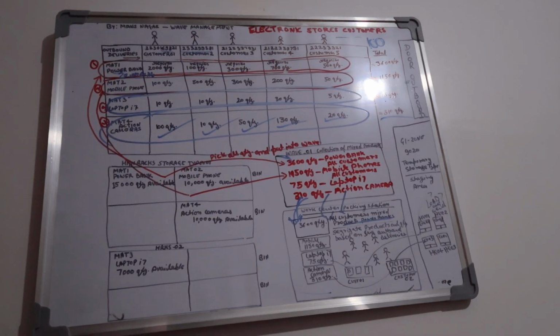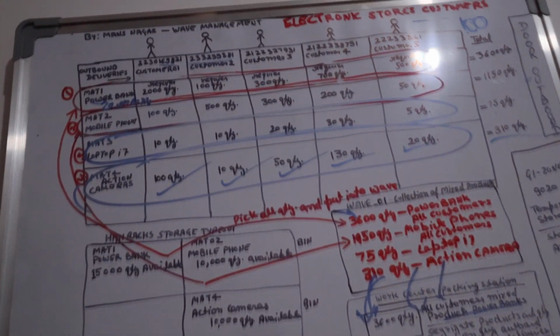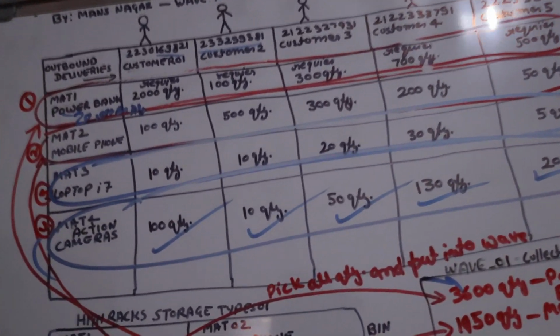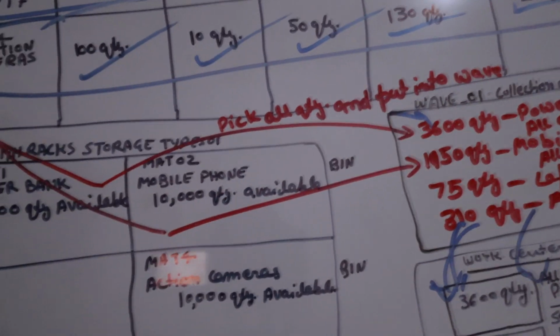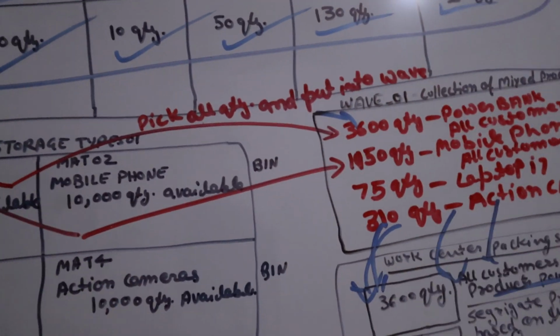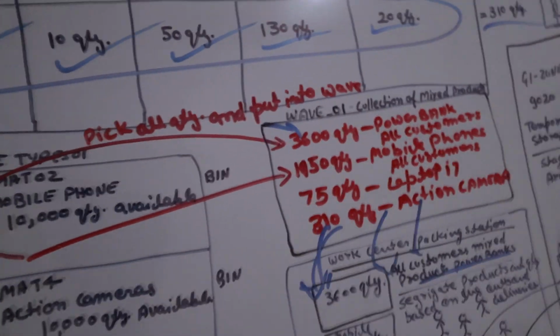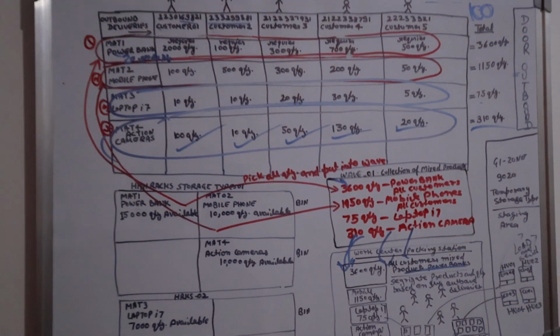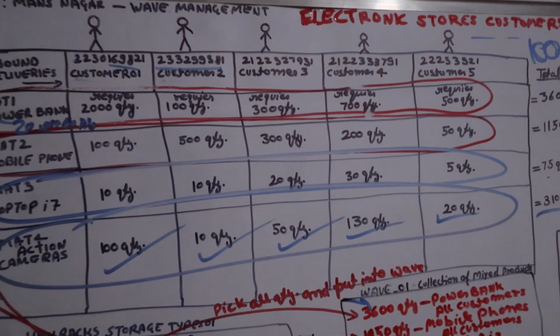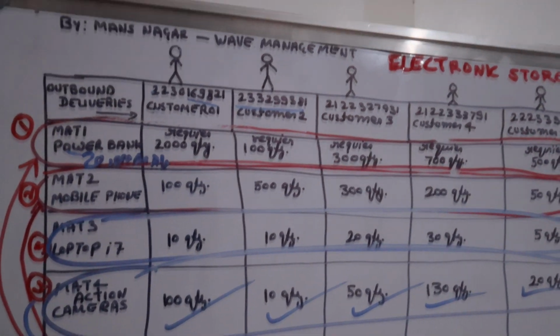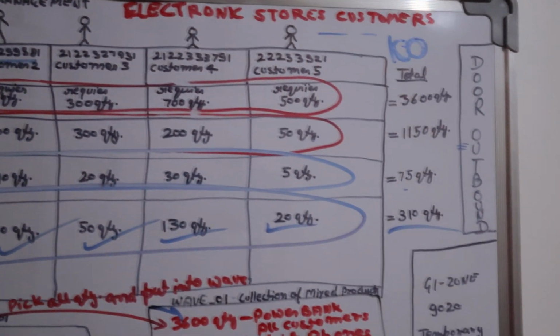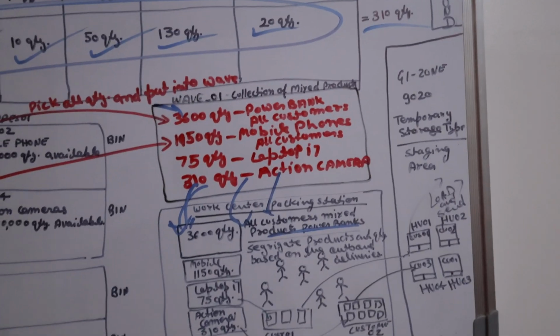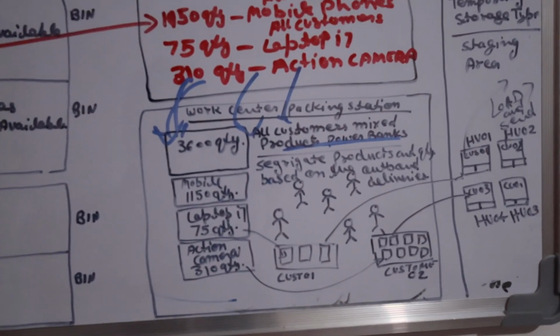This is the way to perform the business in the warehouse. So here we can see the electronic store customer, so here we perform this movement. This is the work center.